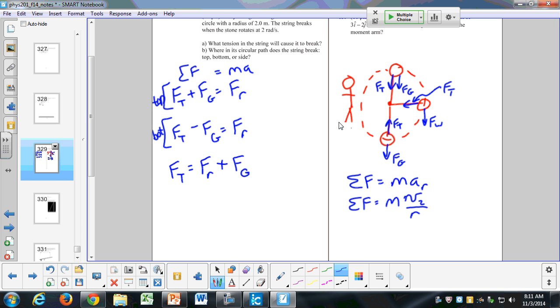What you want to do here is recognize that Fr is equal to mv squared over r, which is the same as, you remember, m omega squared r. Those are the identical expressions. And then solve for Ft.